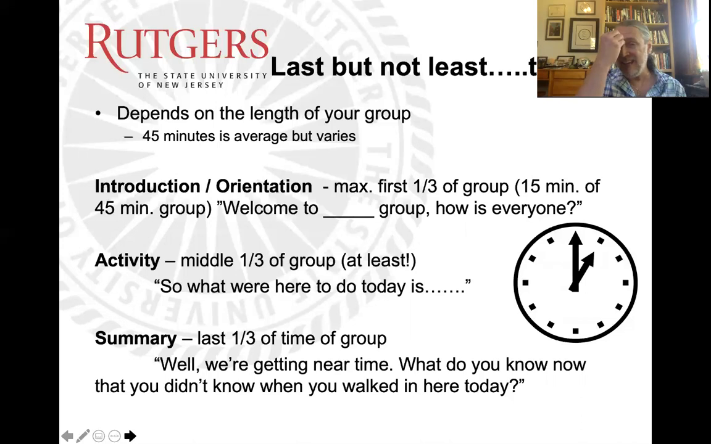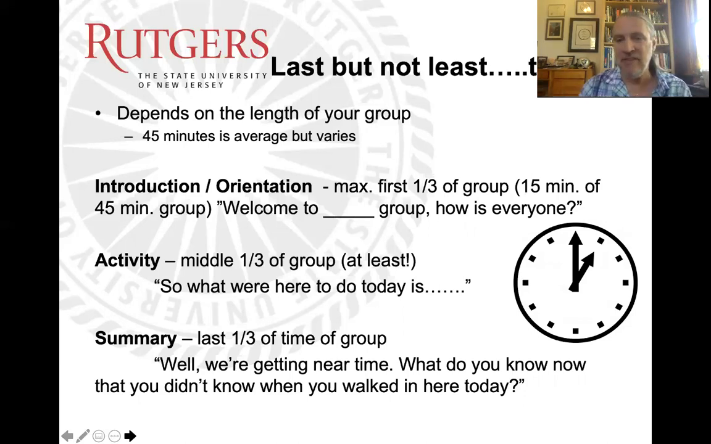So the easiest way to think about timing is the rule of thirds. So the average group that I've been familiar with is 45 minutes long. So 15, 15, 15. So 15 is setting the table, the introduction and the orientation, but by that 15th, 16th minute, you should be into the activity. Here's what we're doing today. Got to be preferably before the 15-minute mark, but 15-minute mark latest.